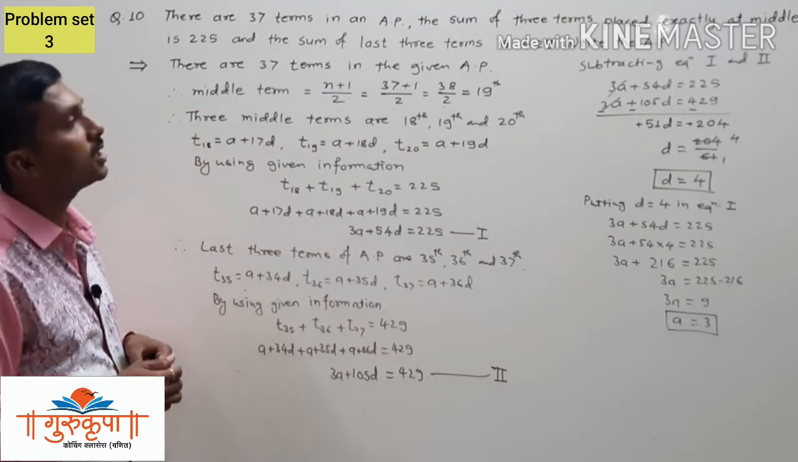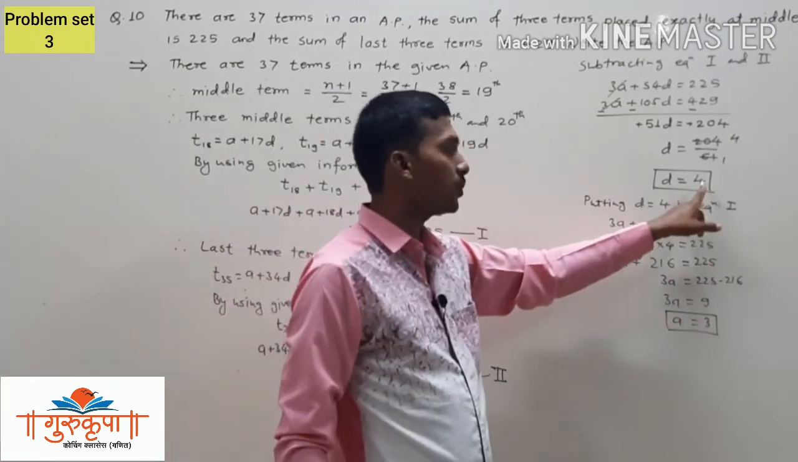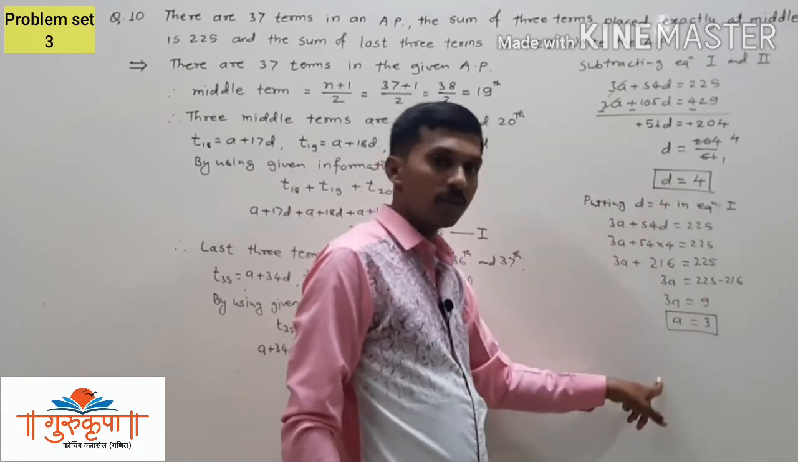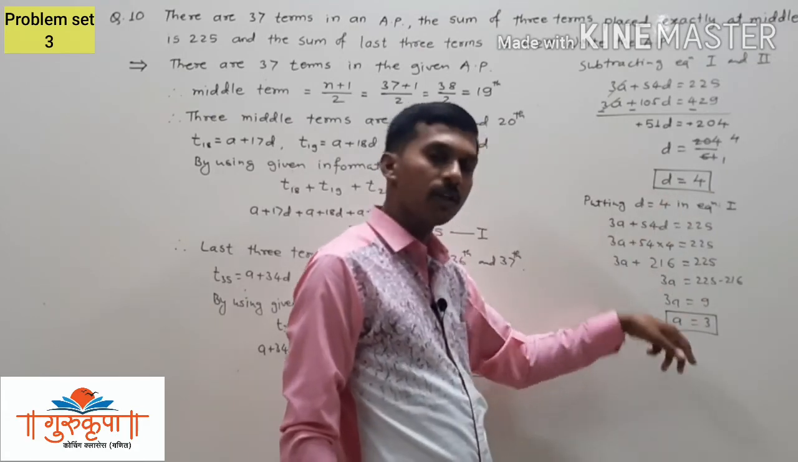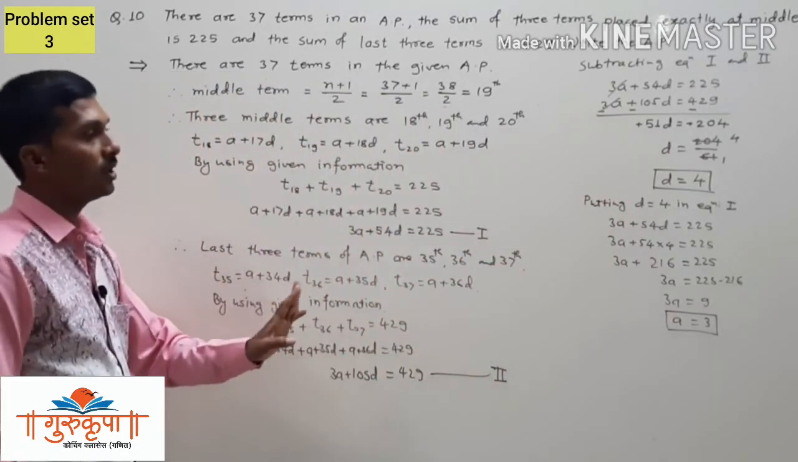Now we can easily write the AP. First term is 3, common difference is 4, so the first term is 3. Second term is 3 plus 4, 7, then 7 plus 4, 11, and so on. That is the given AP.